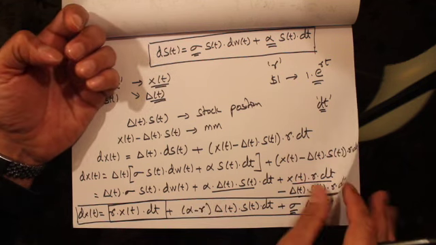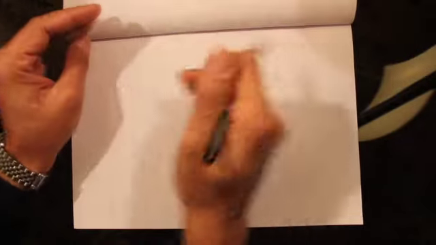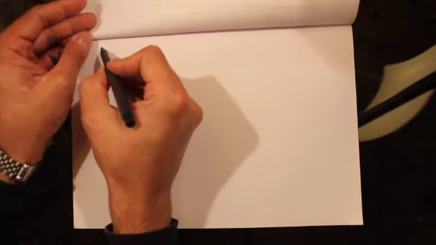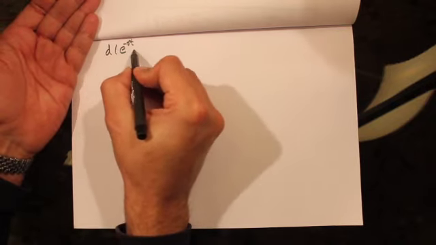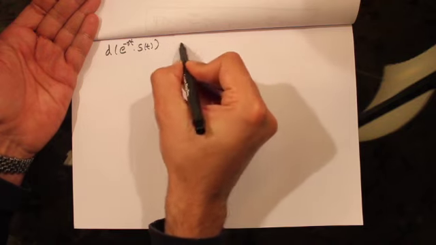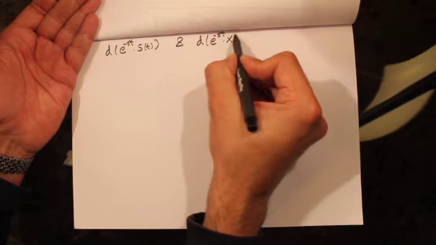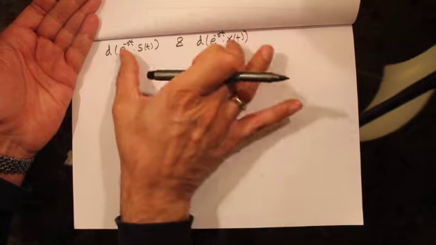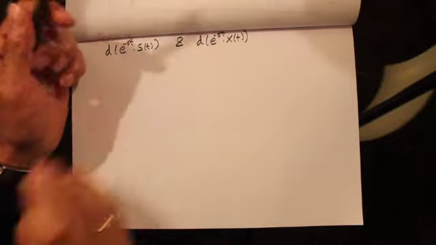Next, I would actually like to consider two more differentials. So now we would like to also calculate d of e^(−rt)S(t) and d of e^(−rt)X(t). And we can do that by Ito's lemma that we've already learned. So let's do that.